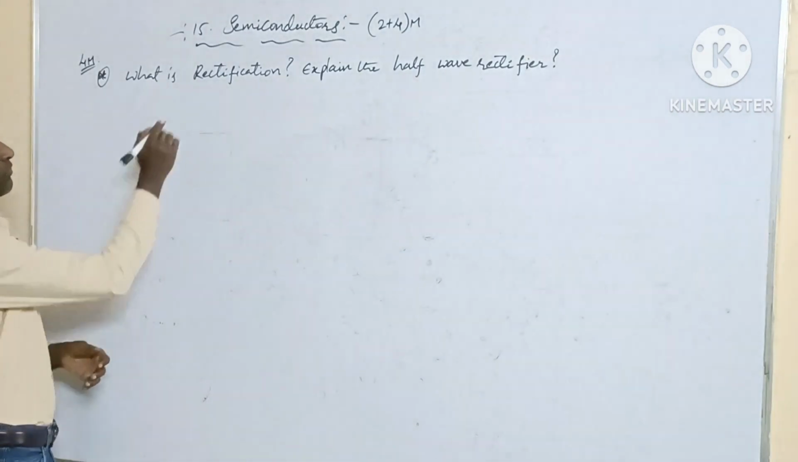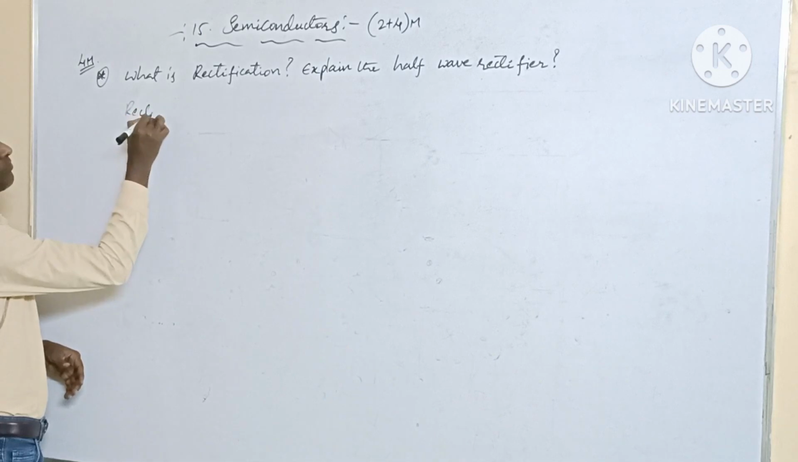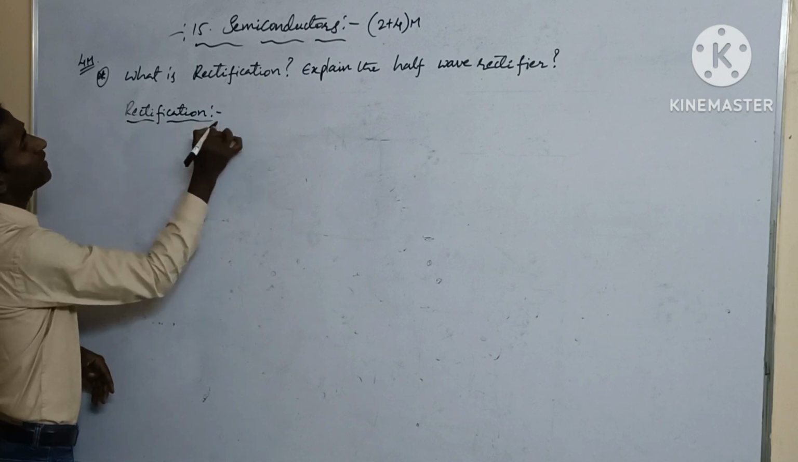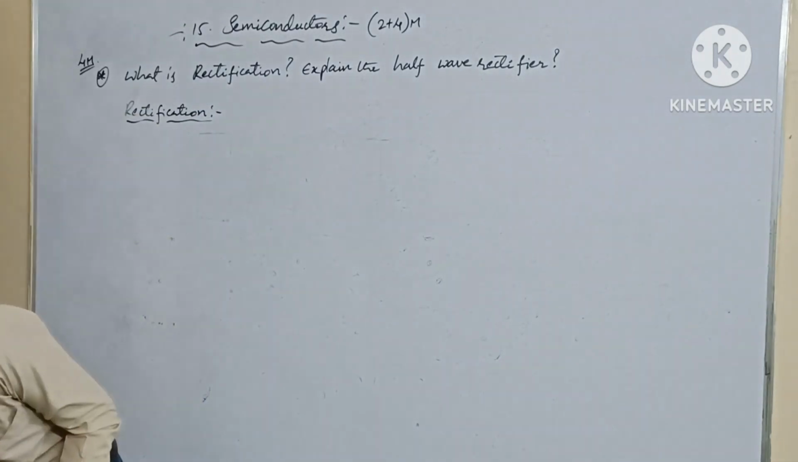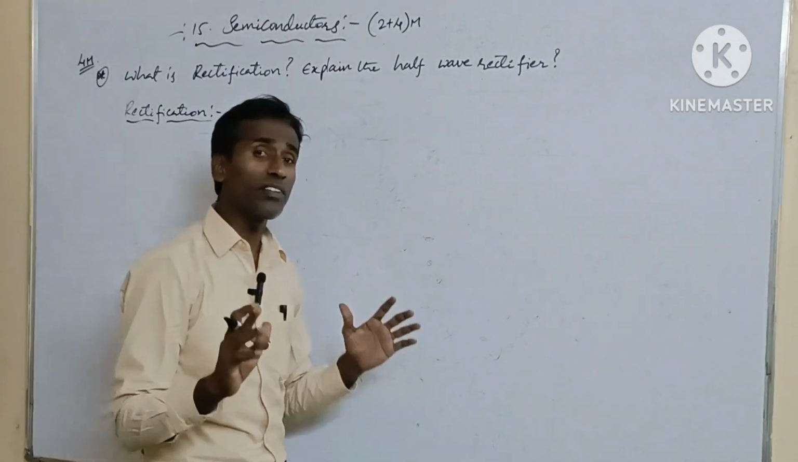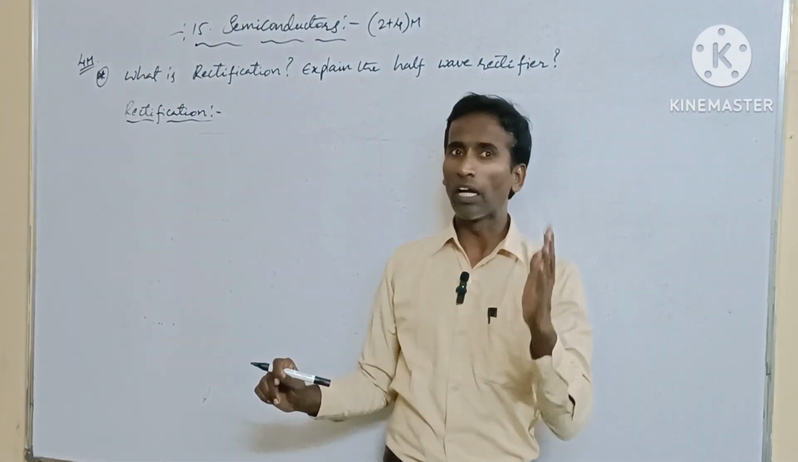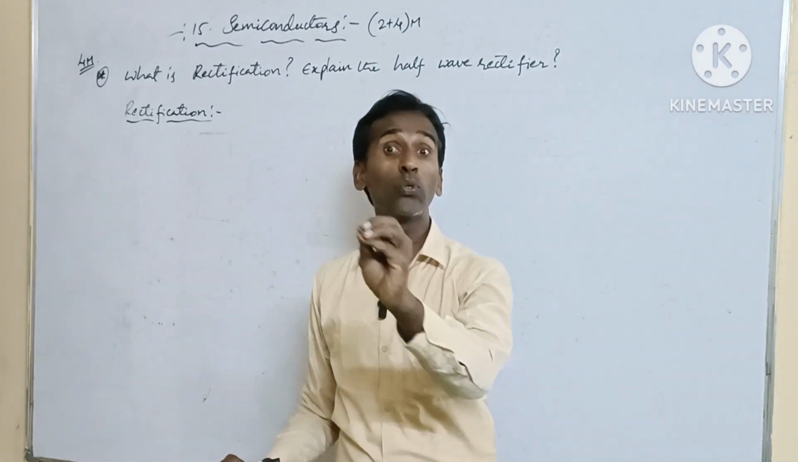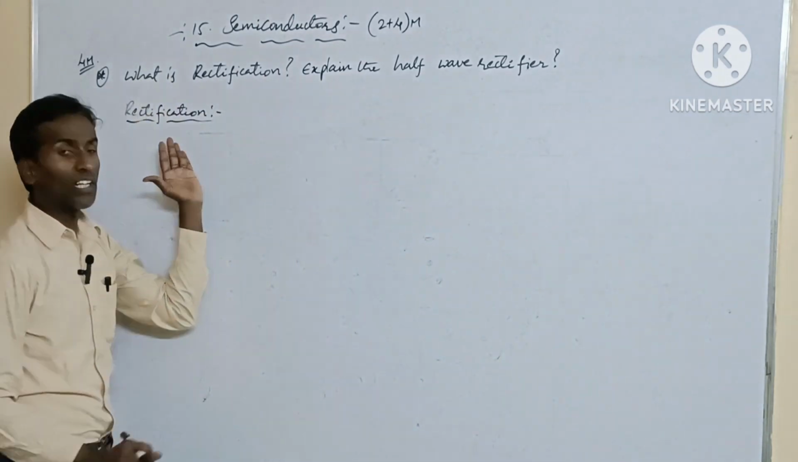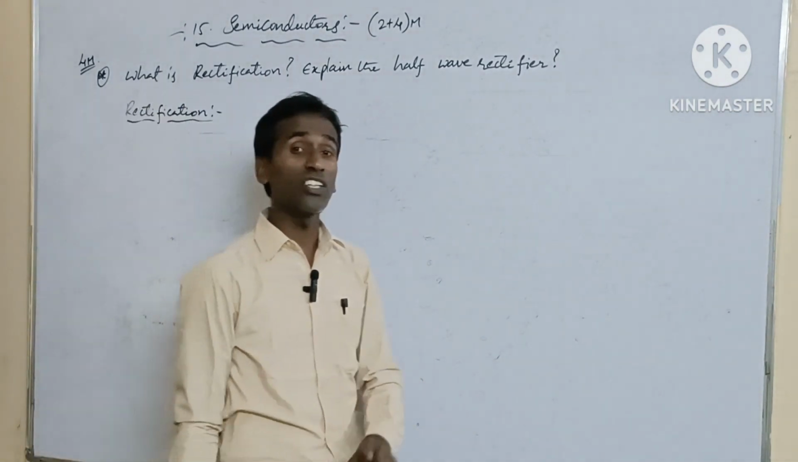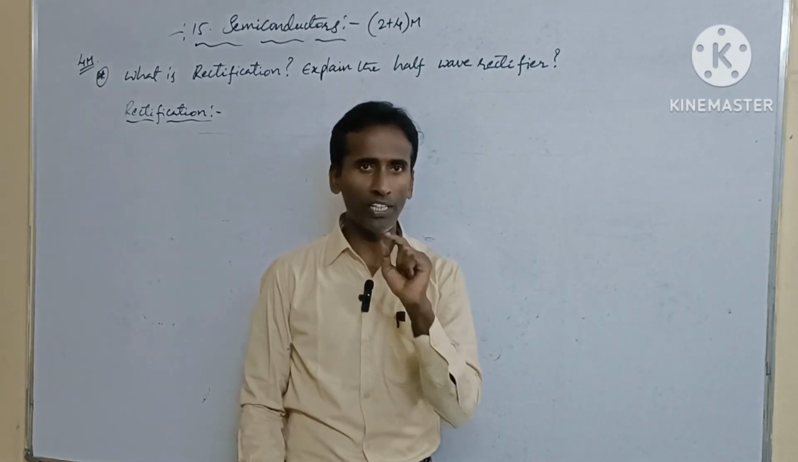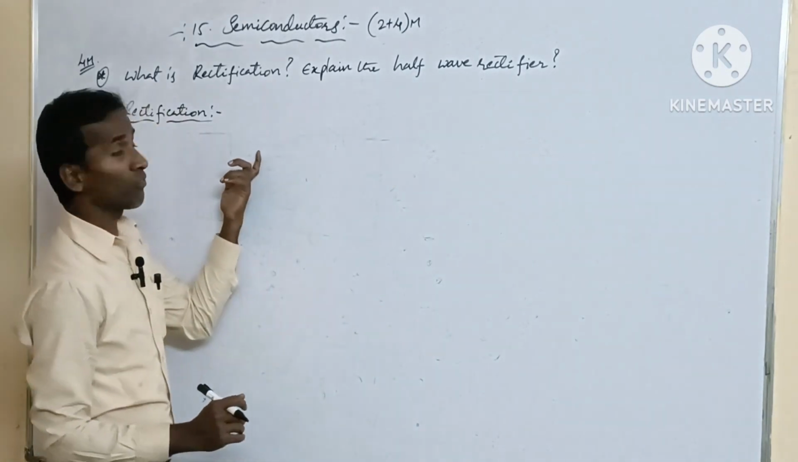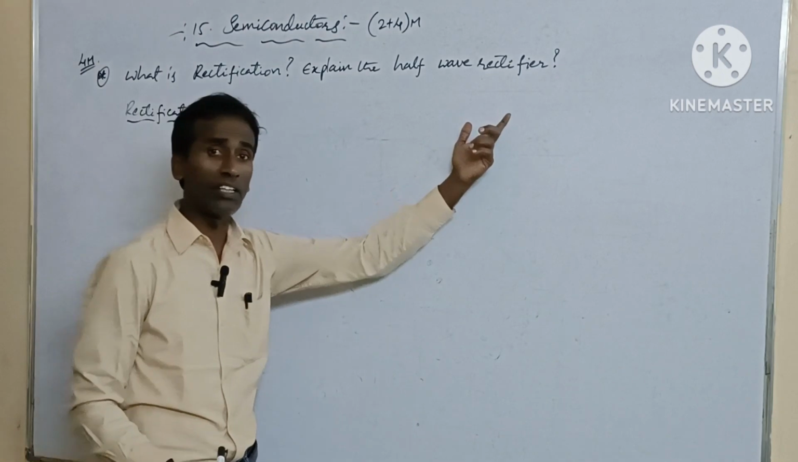First of all, what is rectification? Rectification means nothing but the process of converting alternating current into direct current, or alternating voltage into direct voltage. That is called rectification. It can be considered of 2 types: one is the half wave rectifier and another one is the full wave rectifier. Now we are going to take only the half wave rectifier.